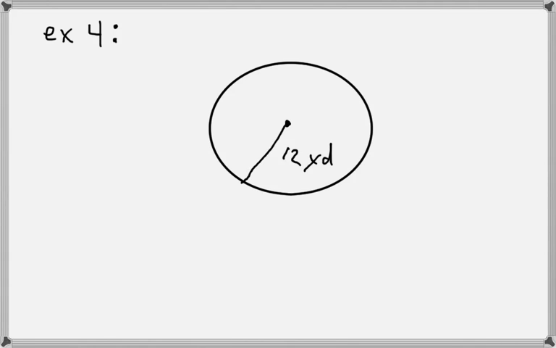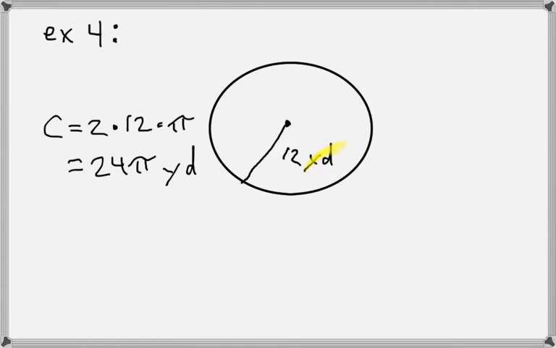Let's look at a fourth example. Here we have a circle with a radius of 12 yards. So our circumference is 2 times the radius, which is 12, times pi. So we have 24 pi. Check your unit of measure. It was yards, so we're going to include that. So our circumference of this circle was 24 pi yards.